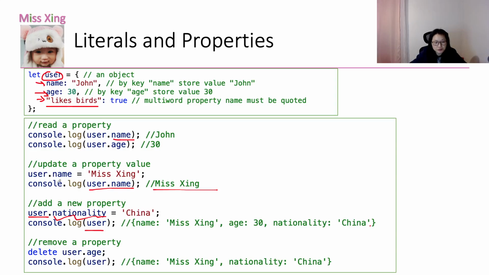And how do you delete a property? Using the operator called delete. Delete is a keyword, and you delete this one. When you delete, you will have two. Actually, in this case, should be three, because I probably did something which didn't add this likes birds. Let me show you. It should have.